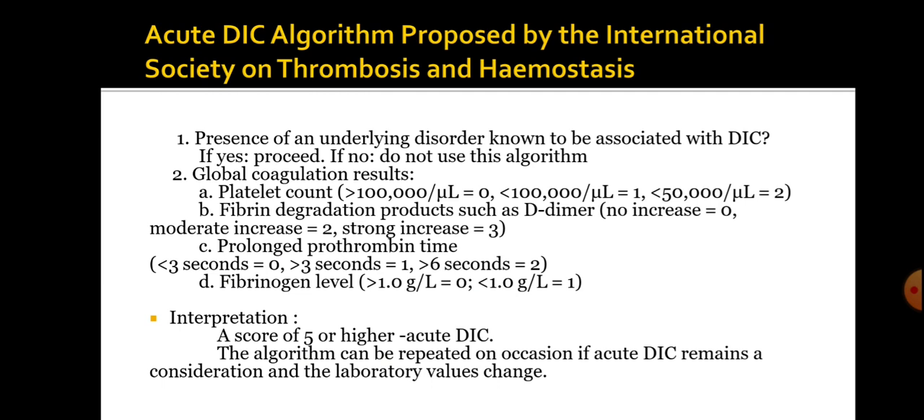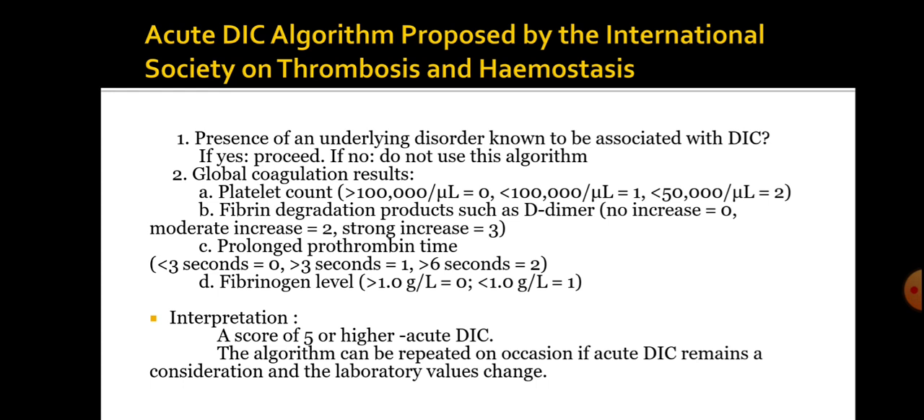There is an acute DIC algorithm proposed by the International Society on Thrombosis and Hemostasis. First, is there an underlying disorder known to be associated with DIC? If yes, proceed; if no, do not use this algorithm. There are certain global coagulation results which include platelet count, fibrin degradation products such as D-dimer, prolonged prothrombin time, and fibrinogen level. Whenever the platelet count is more than 1 lakh, the score is 0; less than 1 lakh, score is 1; less than 50,000 per microliter, score is 2.